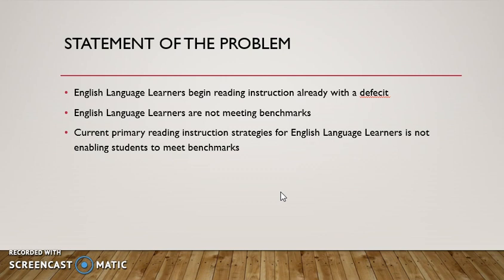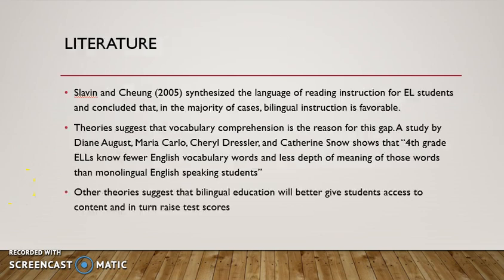Another problem is that a majority of the English language learners in our schools are not meeting benchmarks, because the benchmarks are set for students who speak English as their native language and have complete access to the content. Another problem that I want to talk about is that current primary reading instruction strategies for English language learners are not enabling students to meet the benchmarks, because the reading strategies are designed for native English speakers, not our learners that are acquiring English as their second language.